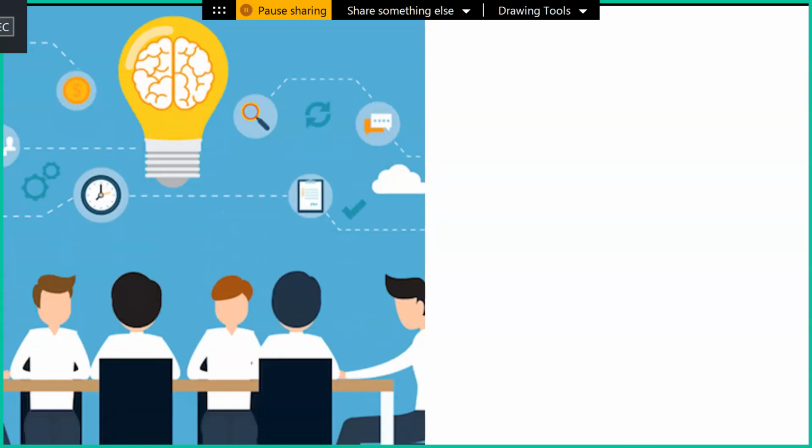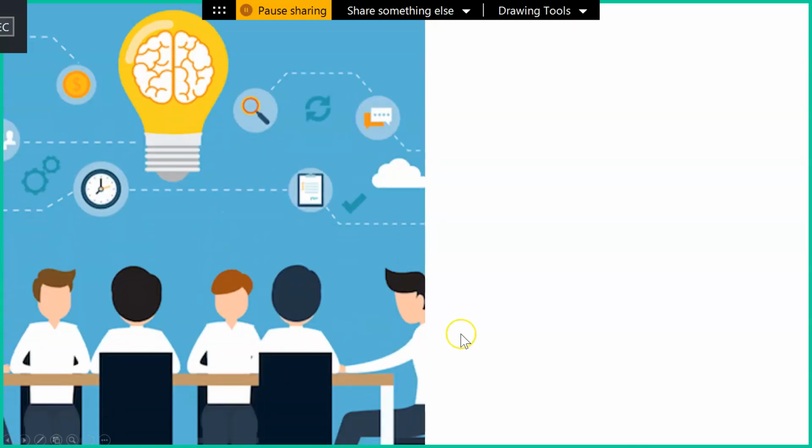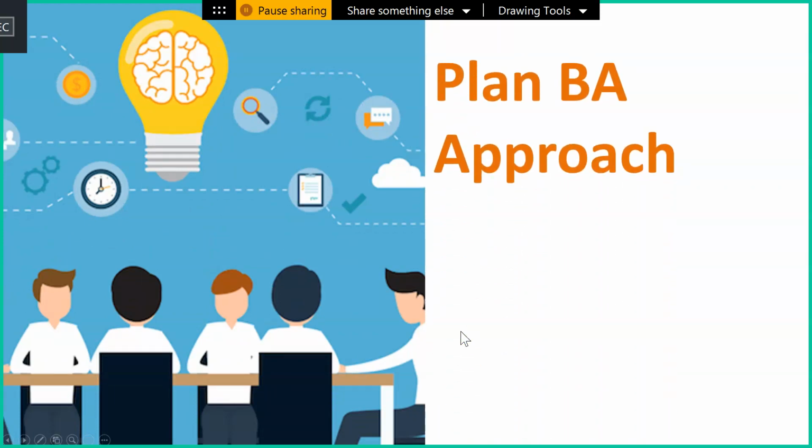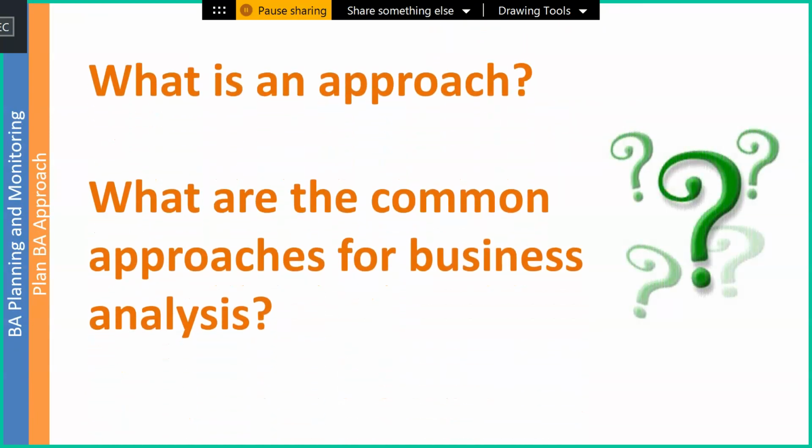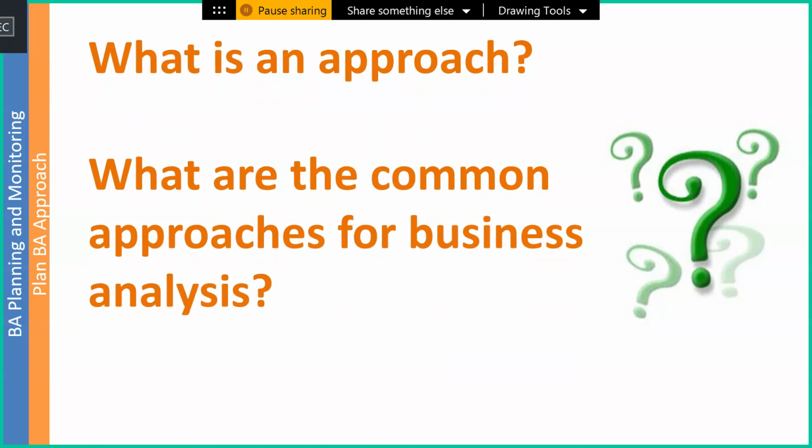Okay, so we're gonna talk about the approach, planning our approach. Approach was the very first term that was mentioned that you will see here. So BA planning and monitoring, plan the BA approach. So an approach, we already mentioned what an approach is, right? We talked about it's a way of planning something or executing something, right?